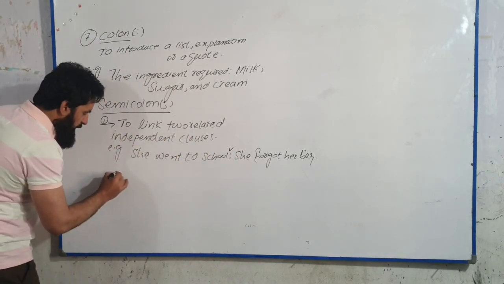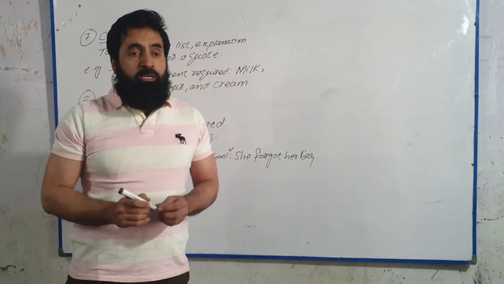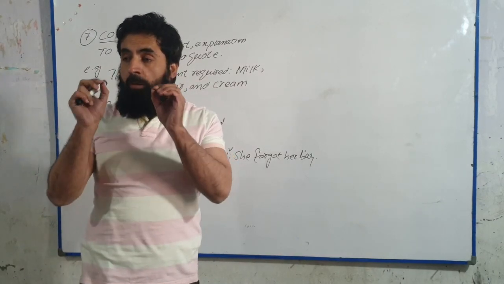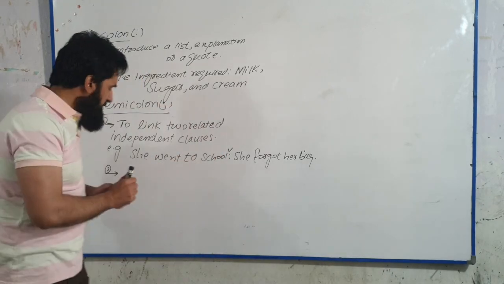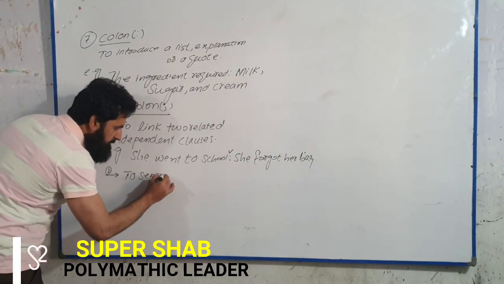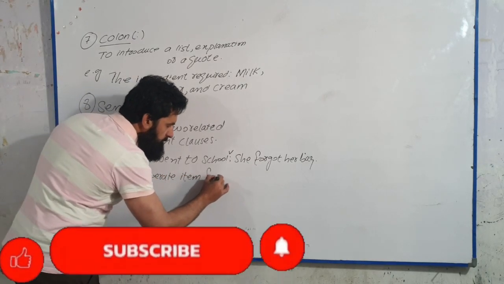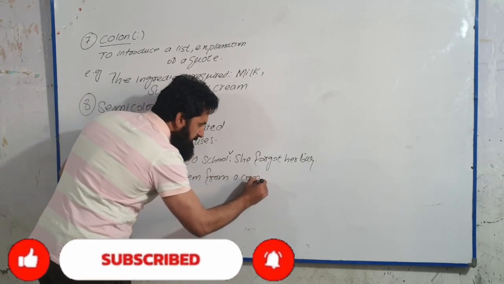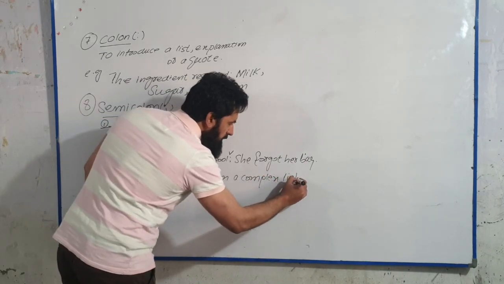What is the second way to use? The second way is to separate items from a complex list. Okay, a complex list. To separate items from a complex list. Got it? समझते हो कि नहीं? List.